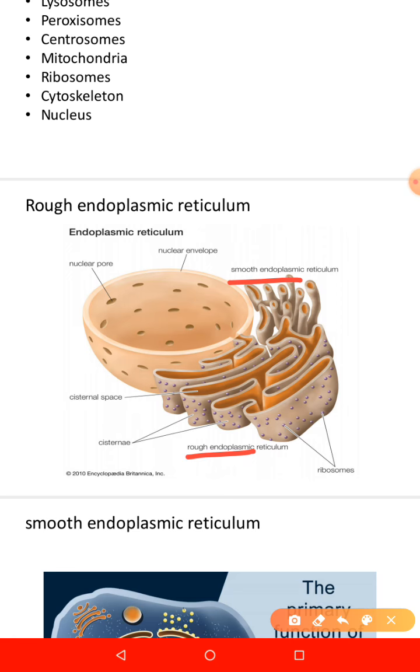Now, what's the function of the rough endoplasmic reticulum? It is called rough because it is rough in appearance due to the attachment of granular ribosomes. Now, the function of this is synthesis of proteins. The other function of the rough endoplasmic reticulum is degradation of worn-out organelles. So I've mentioned two functions, synthesis of proteins and degradation of worn-out organelles.